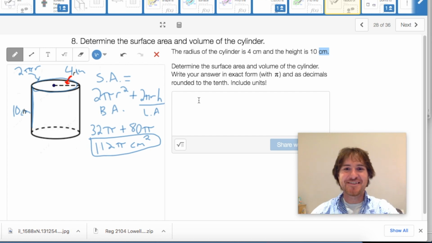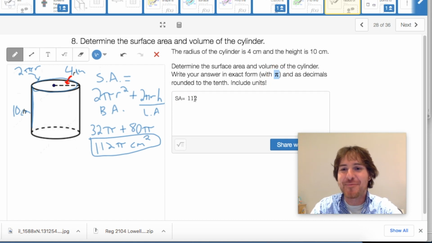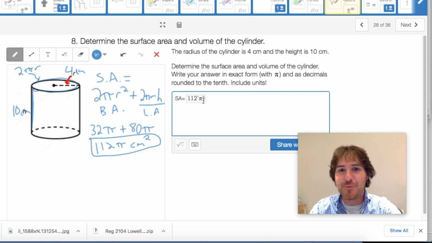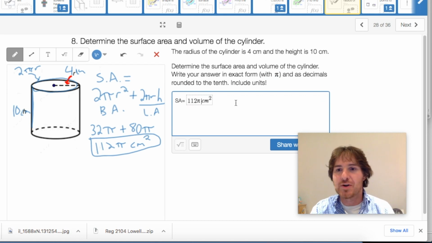Got my surface area. So I'll go ahead and type that in. Surface area equals 112 pi. Here, I'm going to do pi symbol. There it is right there. Copy and paste to get pi in there. I think you can also do it with the keyboard too. Pi centimeters squared. Square centimeters.